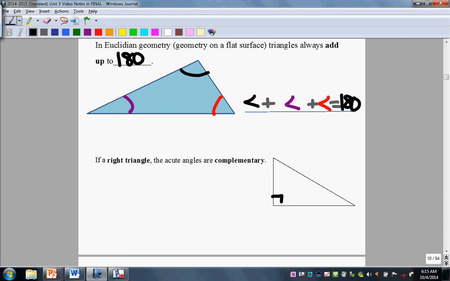So in a right triangle, if things always add up to 180 and you have a 90-degree angle, that means these 2 angles have to add up to 90. So in a right triangle, the acute angles are always going to be complementary, which means they sum to 90 degrees.